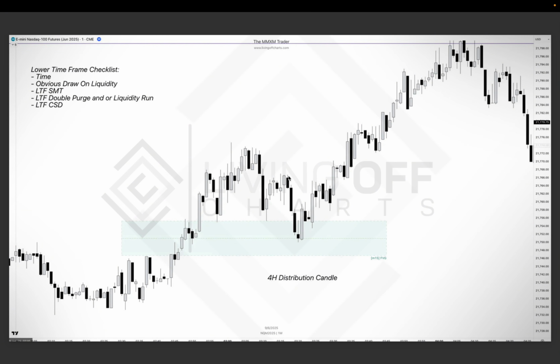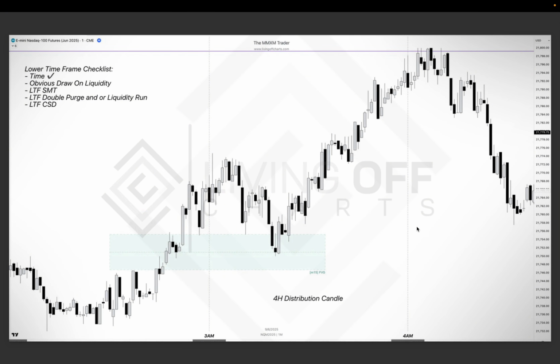Okay, so let's remind ourselves, we're trading down into that 15-minute fair value gap in a 4-hour distribution candle after trading into a high time frame key level, and we've got that candle closure, which confirms this is likely to be a 4-hour distribution candle. Okay, so we have our lower time frame checklist here, and this is what we want to be looking at when we trade into that 15-minute fair value gap in this case. First is time, right? So are we in a key time that I mentioned? Yes, this is 3 to 4 a.m., that silver bullet time window. And keep in mind, guys, this is not cherry-picked examples. This is literally Monday's price action.